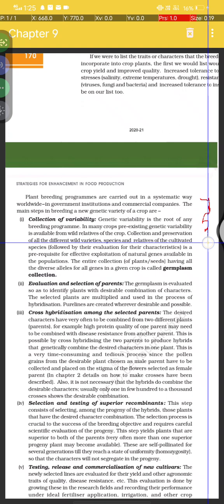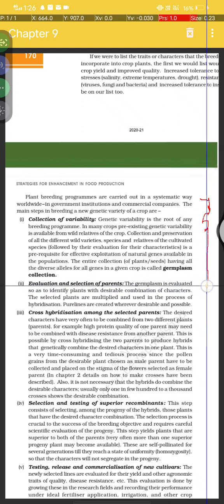Collection and preservation of all different wild varieties, species, and relatives of cultivated species, followed by evaluation for their characteristics, is a prerequisite for the effective exploitation of natural genes available in the population. The entire collection of plant seeds having all the diverse alleles of all genes in a given crop is called germplasm. Okay.